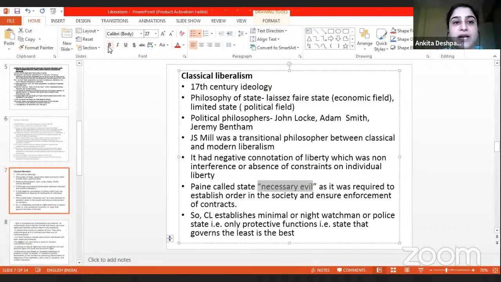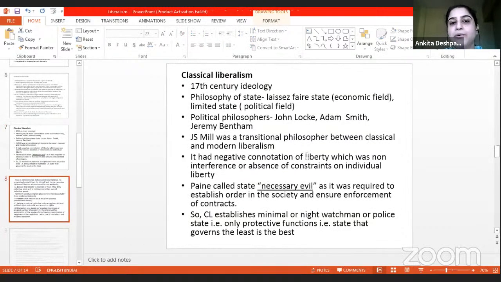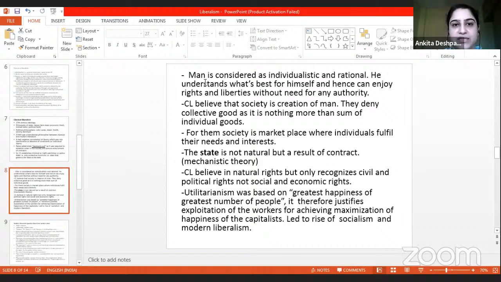In classical liberalism, whenever you write about classical liberalism, see, that's why I underlined it, you have to use the word laissez-faire, limited state, these three thinkers, and the concept that the state was a necessary evil. The state could not interfere in the affairs of the people, especially economic activities. So only protective functions are given to the state.